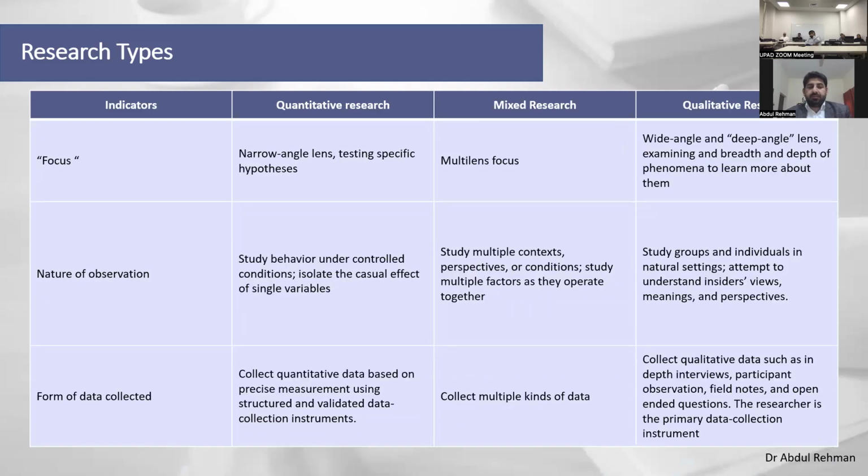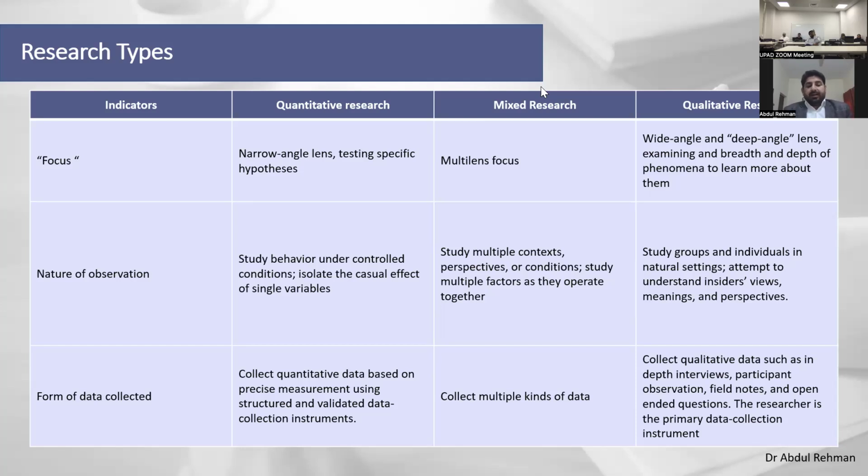So in quantitative research, our focus is a narrow angle, testing specific hypotheses. On the other side, it is alternative. Nature of observation: in quantitative research we study behavior under controlled conditions, isolating the cause and effect of a single behavior. In qualitative research, we go into the natural setting and attempt to understand insiders' views, meanings and perspectives.